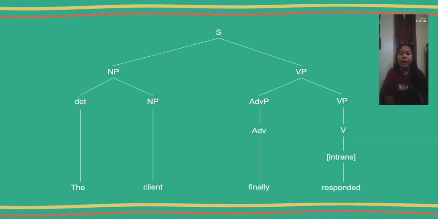Now, let's do the diagram by connecting the NP and VP. So, we have the word the as determiner and client as N. Connect the two to have the noun phrase. Next is the adverb finally as an adverbial phrase, and the intransitive word responded as the verb phrase. Connect the two to have the VP. And then connect the NP and VP to have the S. So that's it. We have the diagram of the sentence.